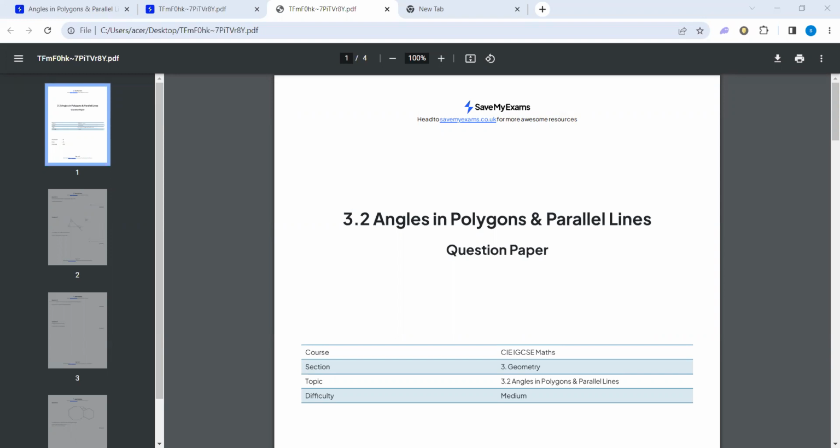Okay, so we need to look at polygons, and yeah, that's it.